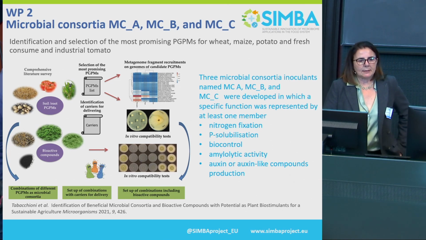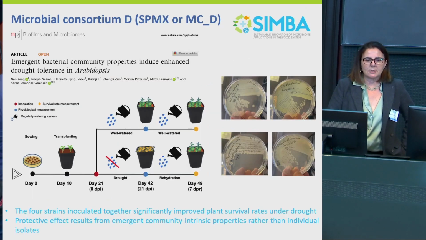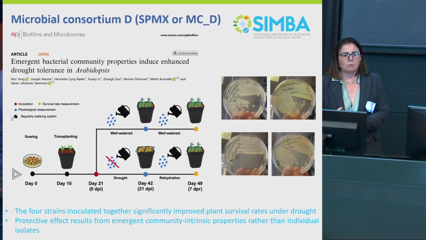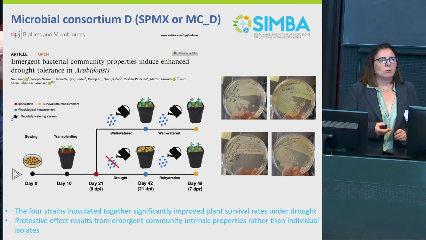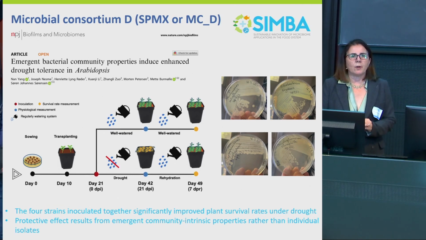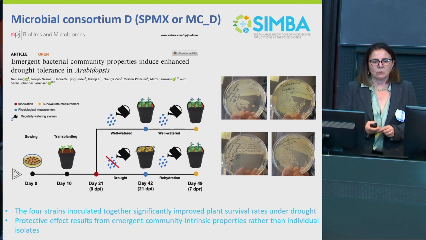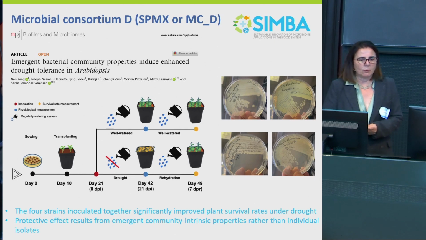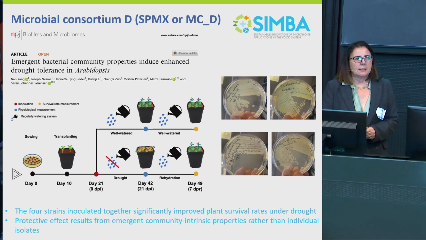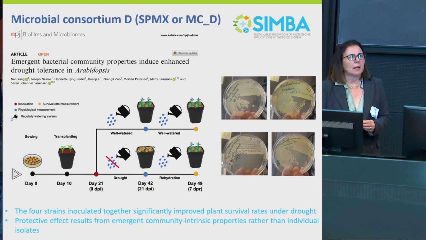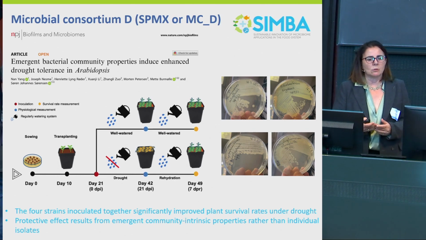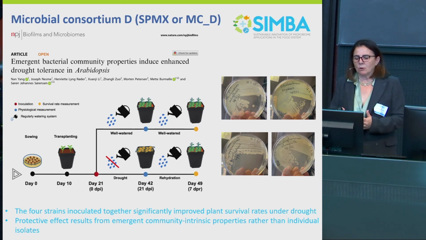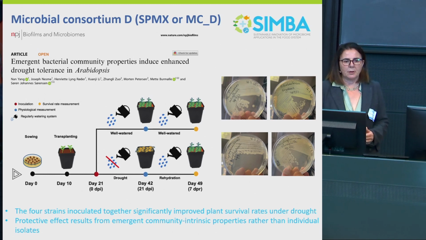We started with these 3 microbial consortia, and another microbial consortium was developed by the University of Copenhagen, named Microbial Consortium D. In particular, this consortium is able to favor plant growth in drought conditions. Also in this case, we published the results, so they are available to the entire community. The strains composing these microbial consortia are able to favor plant growth in these conditions, and the effect is greater than with the single strains when used as single inoculants.